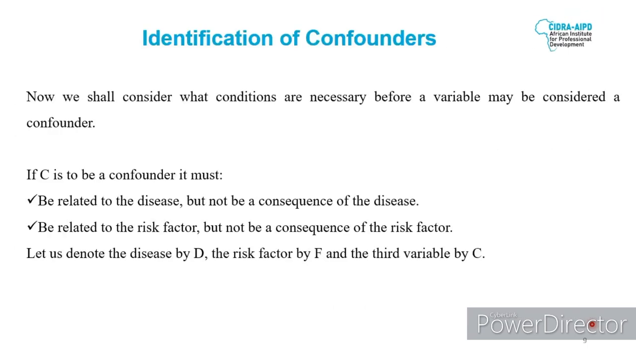Now, how will we identify confounders? To identify confounders, certain conditions are necessary. If C is to be a confounder, it must follow two criteria. Number one, be related to the disease but not be a consequence of the disease. And number two, be related to the risk factor but not be a consequence of the risk factor. So now let us denote the disease by D, the risk factor by F, and the third variable by C.